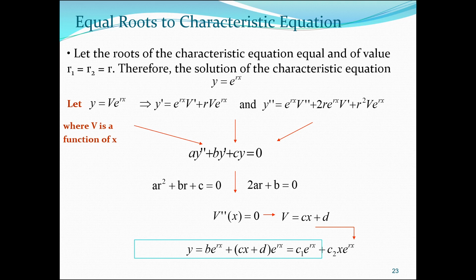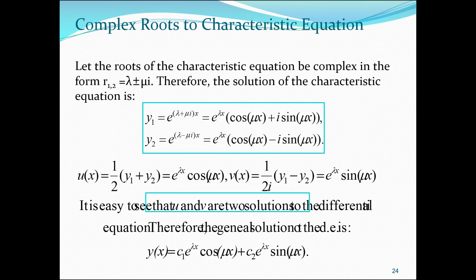Similarly, we solve the next equation, a y double dash plus b y dash plus c y equal to 0. Here the characteristic equation becomes a r squared plus b r plus c equal to 0. Differentiating, we get 2ar plus b equal to 0. Now we substitute v double dash of x equal to 0. Finally we get v equal to cx plus d. Therefore the solution y becomes y equal to b into e power rx plus (cx plus d) into e power rx, which is equal to c1 into e power rx plus c2 into x into e power rx.